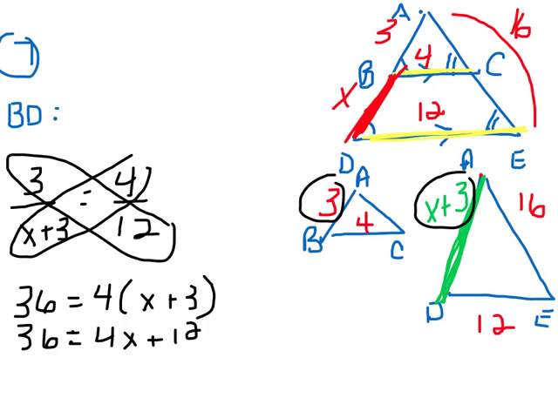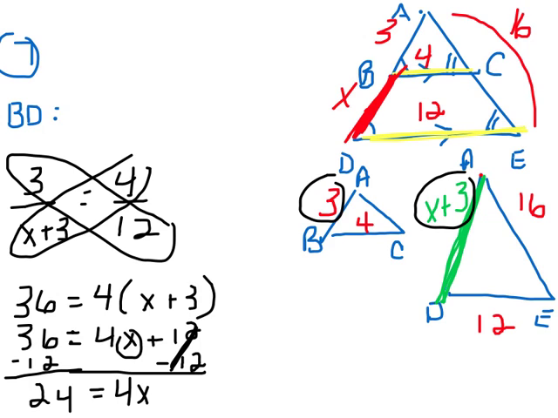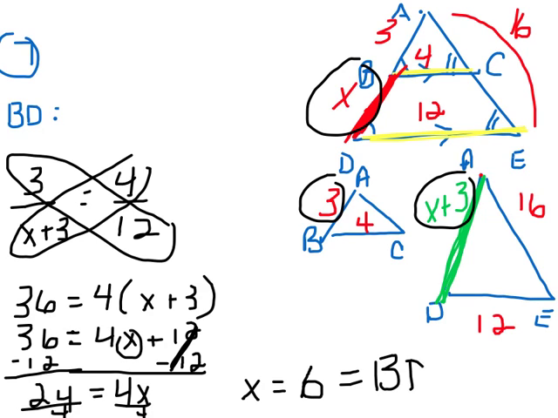So now if I want to solve for X, I'll subtract the 12 first. 36 minus 12 is 24. That's equal to 4X. If I divide both sides by 4, what's X going to be equal to? Wouldn't that be 6? 24 divided by 4 is 6. And that X right there was BD. That's what they wanted to know, was BD.